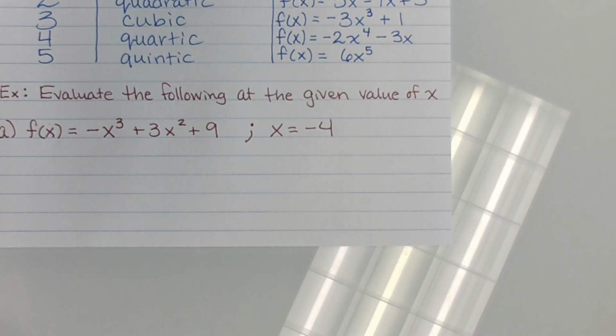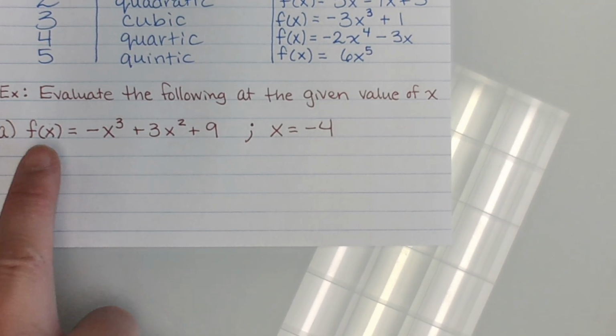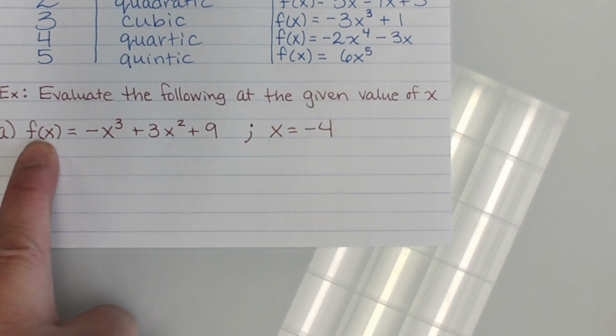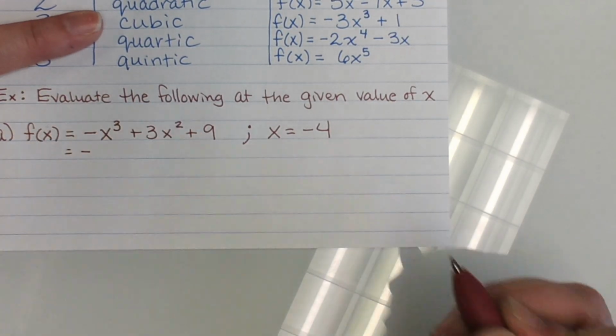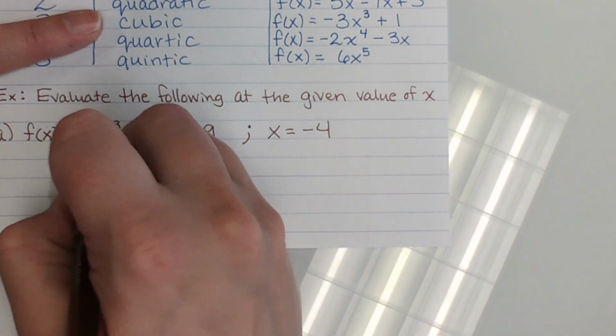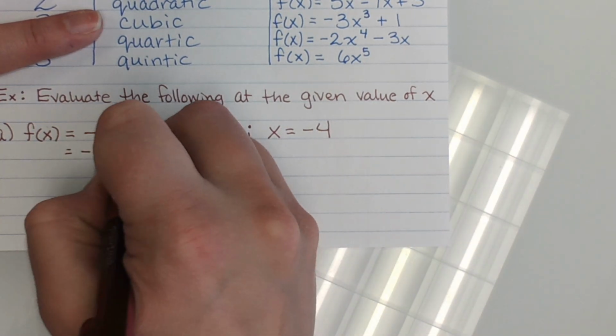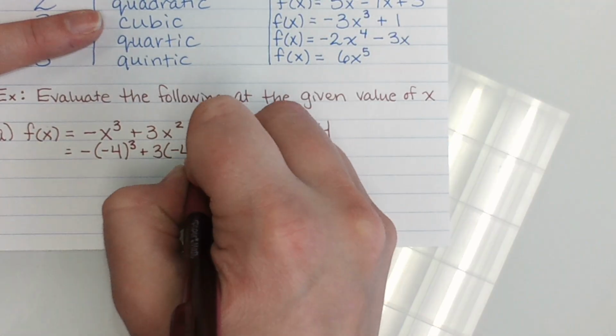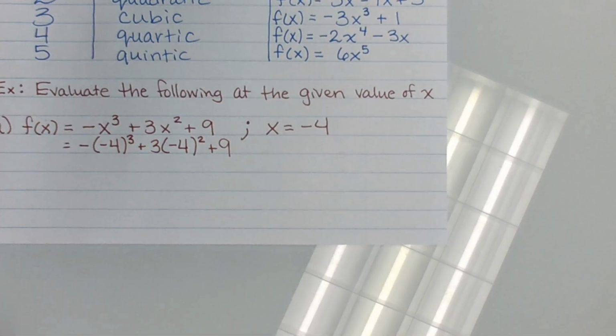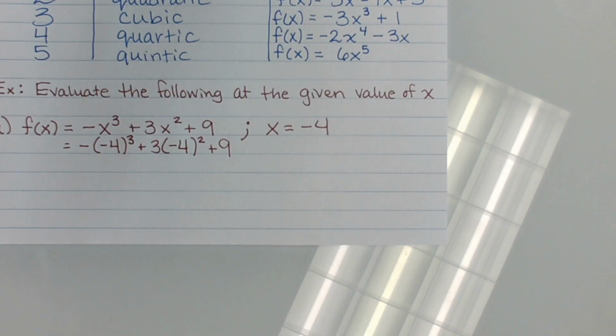What do they want you to do? Plug in negative 4 for x. The first x, the second x, or both x's? All of them. Do I need to plug it in here? No. Technically, no. When I plug it in, I need to make sure I put it in parentheses. And guess what? You just put it into your calculator then.